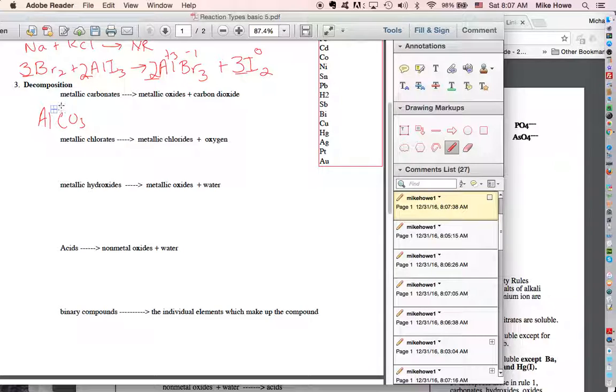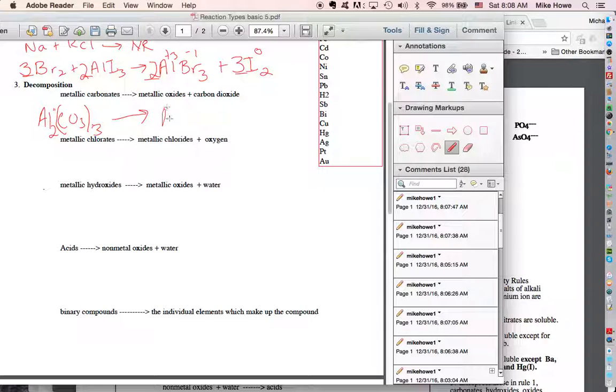All right, so I'm just creating one. So aluminum's +3, carbonate's -2, so it'd be a 2. Whoops. You'd have to put a 2 on the right there, and you have to put a 3 right here. Now our combinations, metallic oxides and carbon dioxide, so which of these is the metal, the aluminum, the carbon, or the oxygen?